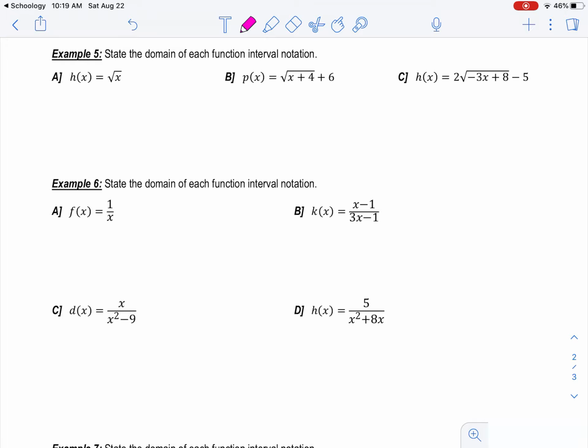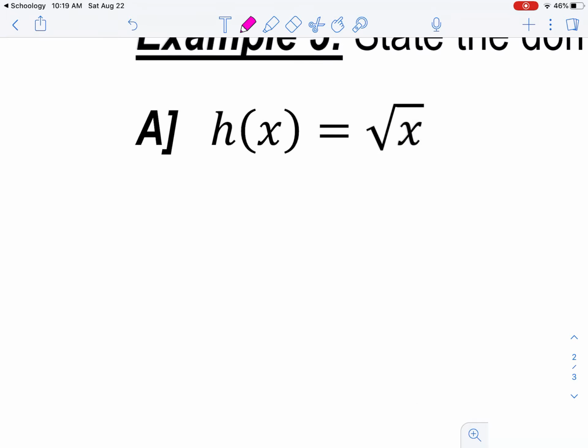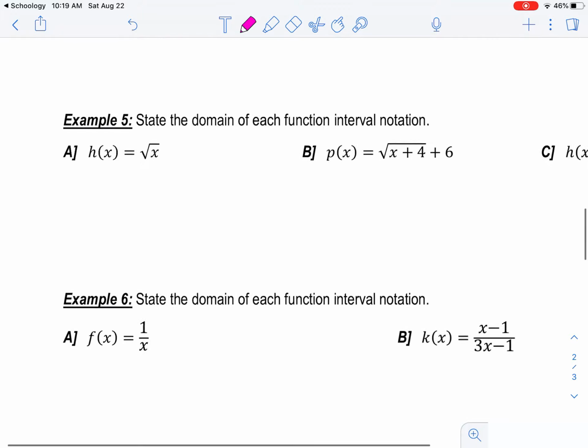Look at all of the examples in number 5. In fact, let's look at 5a. Can I take the square root of any number that I want to and get a real number answer? The answer is no, right? We can't take square roots of negative numbers. So here there are restrictions. x can't be negative numbers.